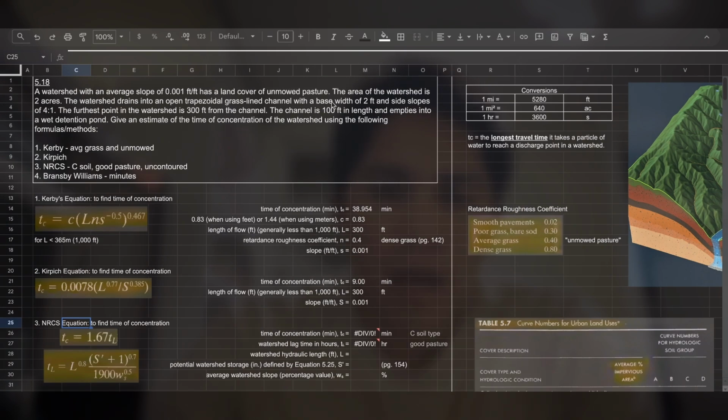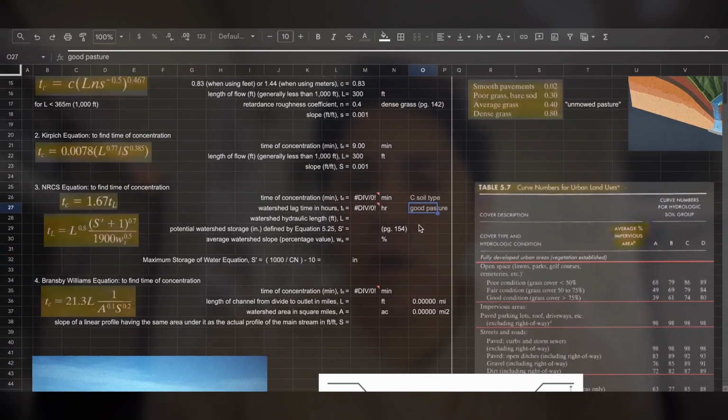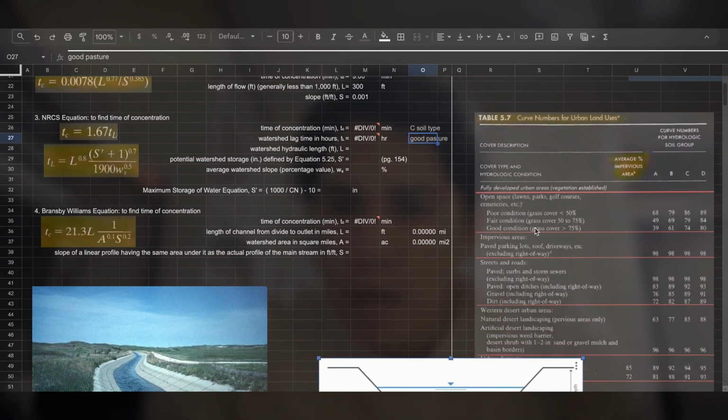We are given that it is unmowed pasture, so we can assume it's good pasture, and for the type of soil, we're going to assume that it is type C. So using those two values, we can assume that it's open space with good pasture, in good condition, which means that the grass cover is higher than 75%. And a type C will give us a curve number of about 74. So using that curve number, we can solve for the saturated storage, which is 1,000 divided by 74, our curve number, minus 10. Now we got a saturated storage value.